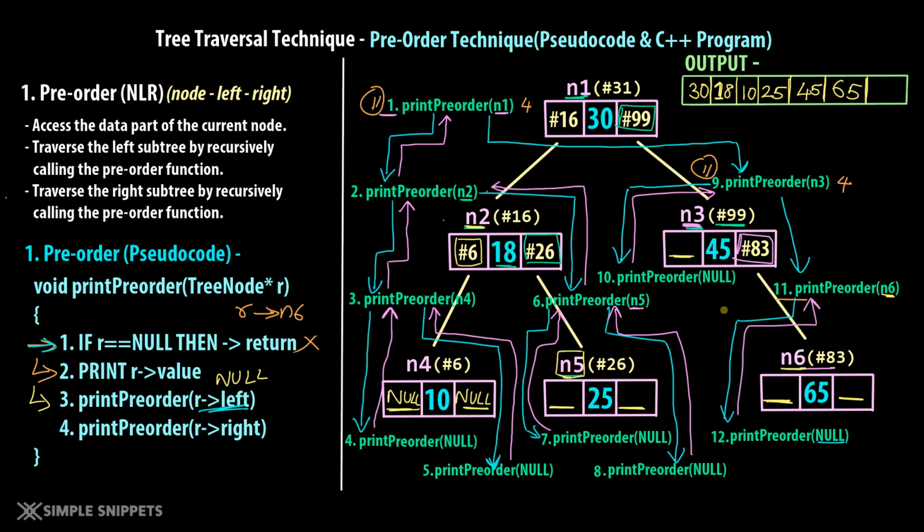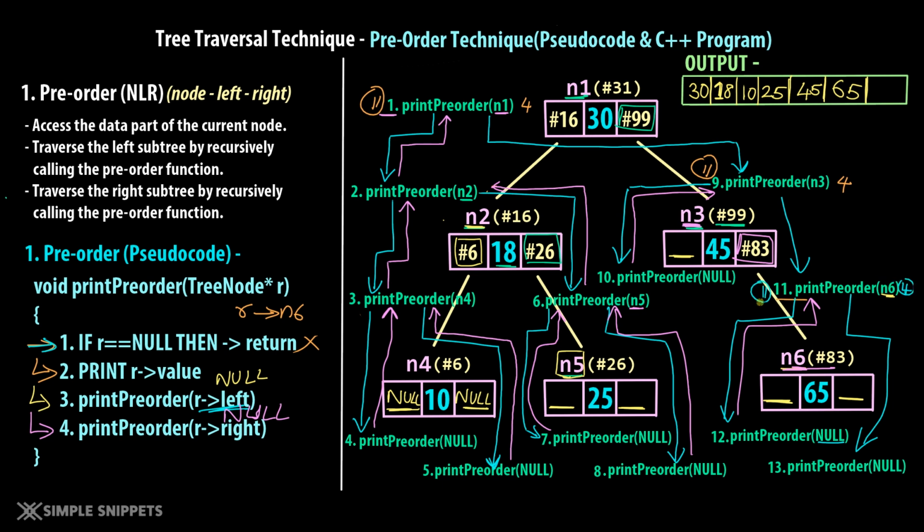So 11 was paused at step 3 in the meantime, and as soon as the 12th function returned back to 11th function, it will again start its execution and it will move to step 4. In step 4 we will give print preorder r of right. Who's there to the right of N6? We have again null. So again null will be passed, and the 13th print preorder will be called from 11th print preorder, and this time again we are passing null, and this 11th print preorder will be paused at step 4.